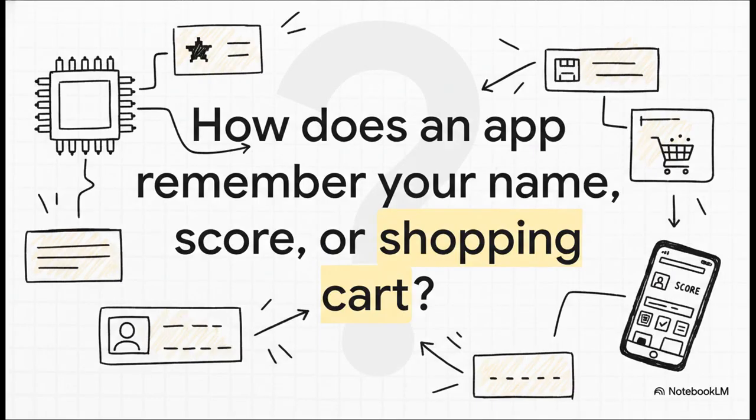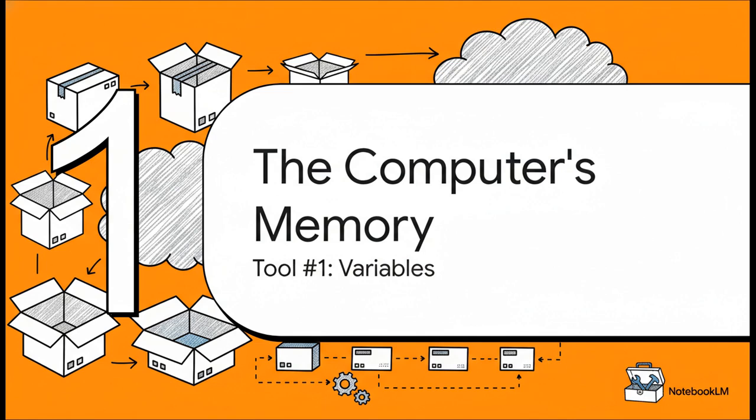So it all boils down to this one simple question. How does an app remember anything? Your high score, your username, the stuff in your shopping cart. The program has to hold on to that information while it's running. And the answer, it's not magic. It's all about memory.